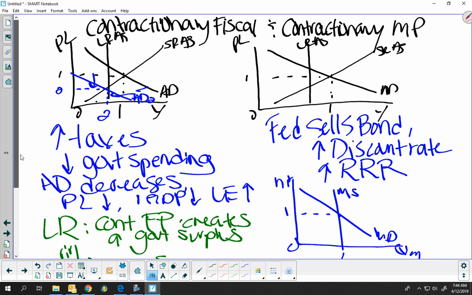If the Fed does any of those things, selling bonds, raising the discount rate, raising the required reserve ratio, what's going to happen to what line and in which direction? Money supply to the left, raising the nominal interest rate. That slows down the economy. Aggregate demand is all like, wow, I can't take out as many loans with higher interest rates. And so aggregate demand is going to shift to the left, closing that inflationary gap, which is exactly what we wanted.